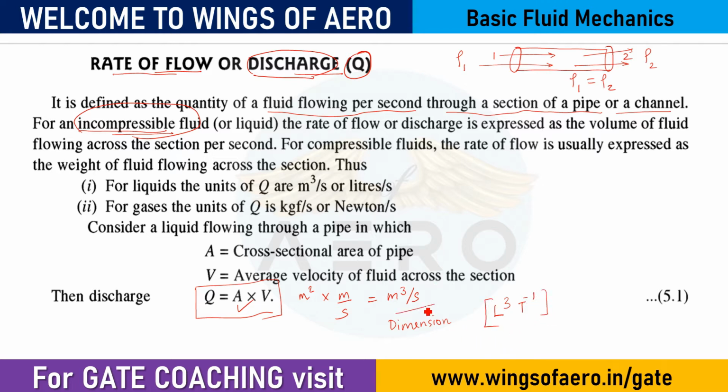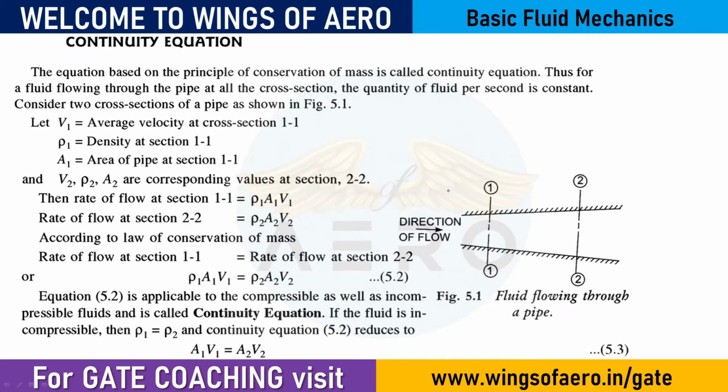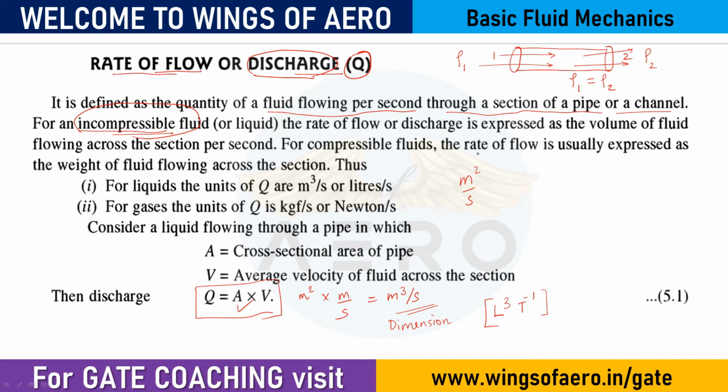Now let me quickly recap. There is a very good relation between discharge and kinematic viscosity. Now kinematic viscosity means what? What is the unit? Meter square per second, isn't it? This is kinematic viscosity, nu, and here the dimension is L square T minus 1. This is the dimension for the kinematic viscosity, and that is for the discharge.